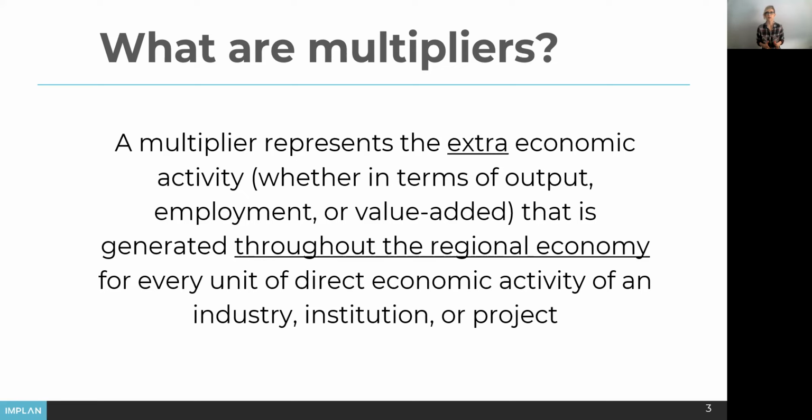And then I also have here, for every unit of direct economic activity of an industry, institution, or project. You could be looking at an industry as a whole. What is the multiplier effect of agriculture? Or you could even go to a more specific industry, grain farming. Or you could be looking at a specific institution like government spending and what is the multiplier effect of it, or household spending. Or you could be looking at a specific project like the construction of a bridge or a dam or something like that. So all kinds of flavors of multipliers.